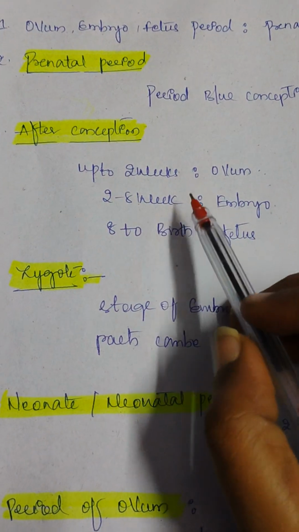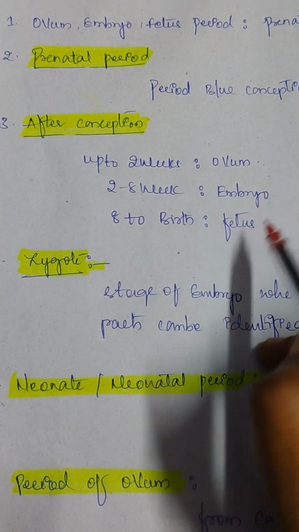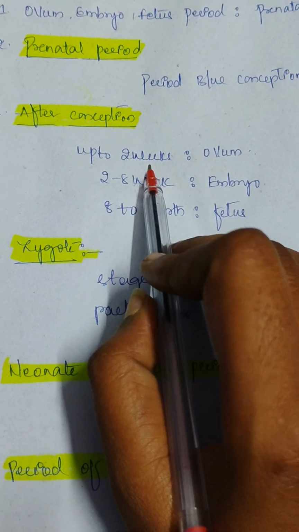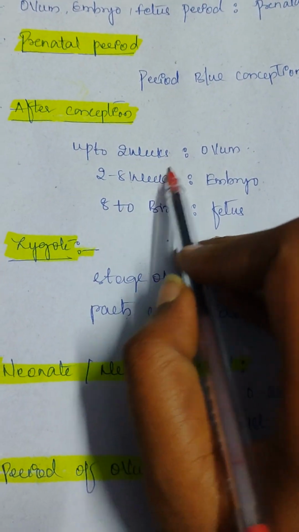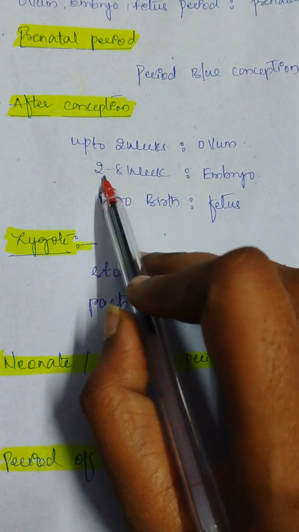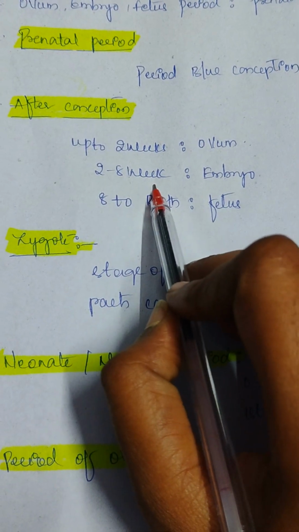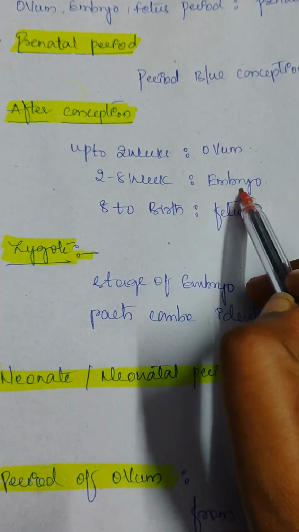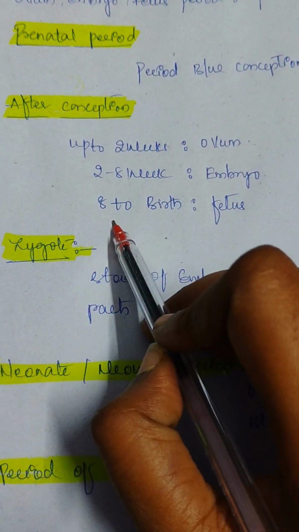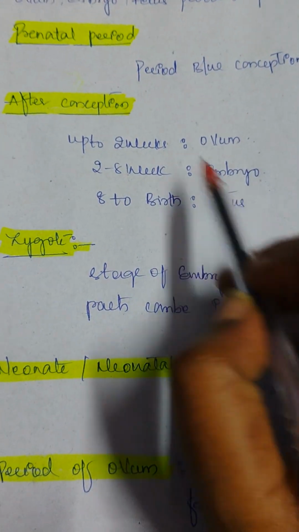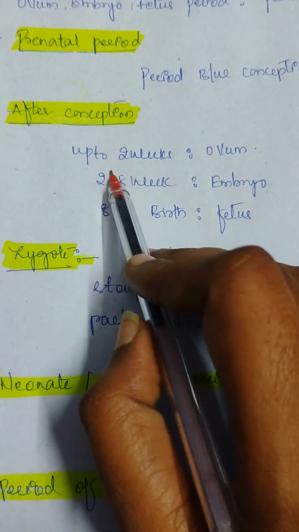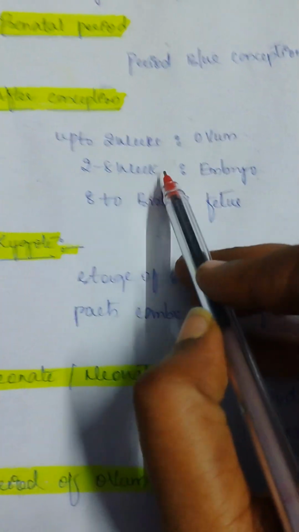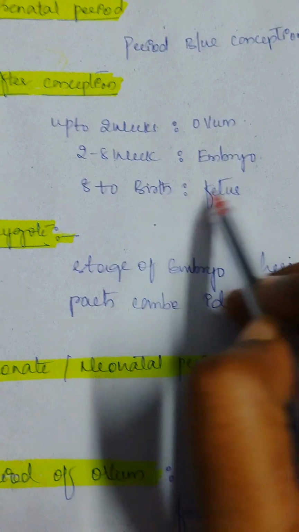The next, here you see the exact period of ovum, embryo, fetus. From conception to 2 weeks is called ovum, and from the second week to the 8th week is called embryo. Then from the 8th week to birth is called fetus. From conception up to the second week ovum, 2 to 8 embryo, 8 to birth fetus.